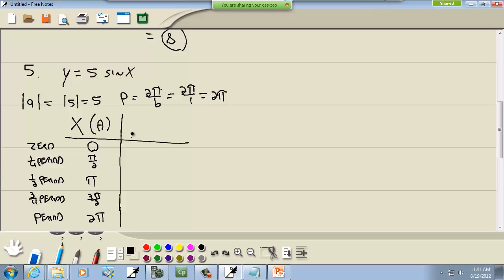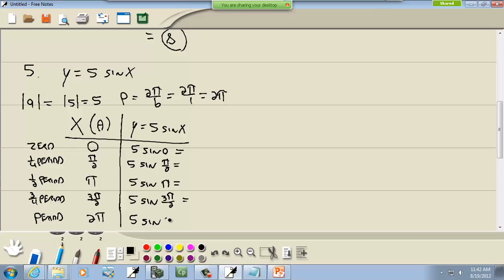Okay, our function is y is equal to 5 sine x. So we said here that x is 0, so we'll plug 0 in there. So we got 5 sine of 0 equals. And here we got 5 sine of pi over 2 equals. 5 sine of pi equals. 5 sine of 3 pi over 2 equals. And 5 sine of 2 pi equals.